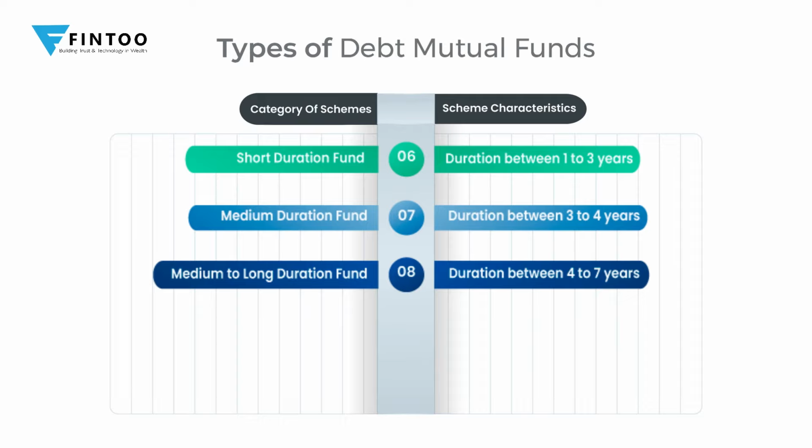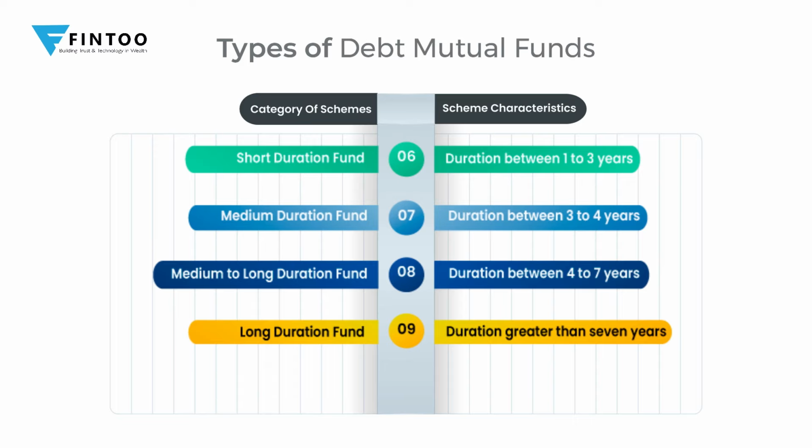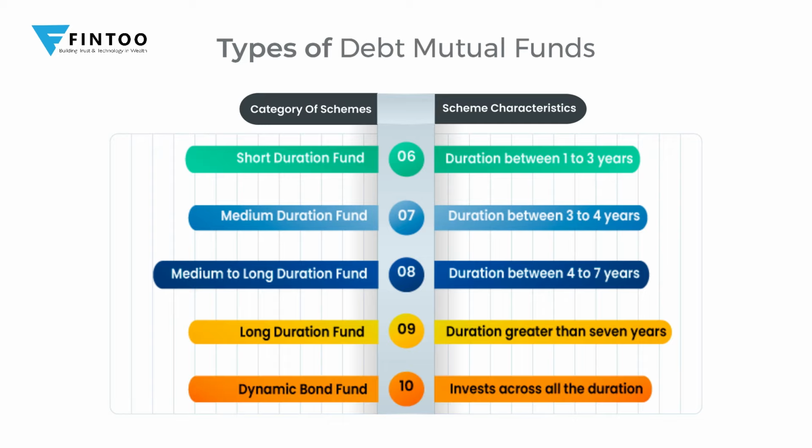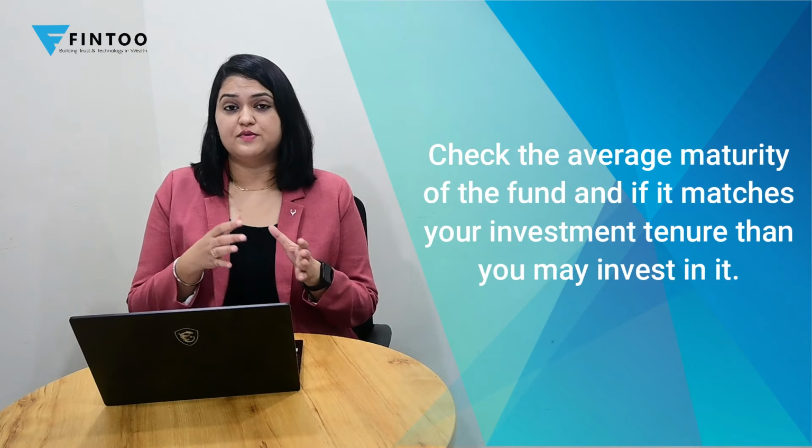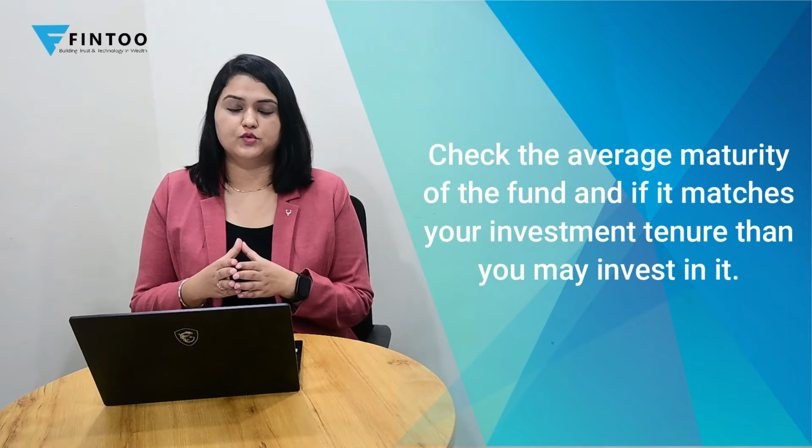An investor can invest in a long duration fund with a duration of more than 7 years. And the last one, the 10th type, is dynamic bond fund, a debt scheme that invests across all durations. You may check the average maturity of the fund, and if it matches with your investment tenure, then you can invest into this fund.